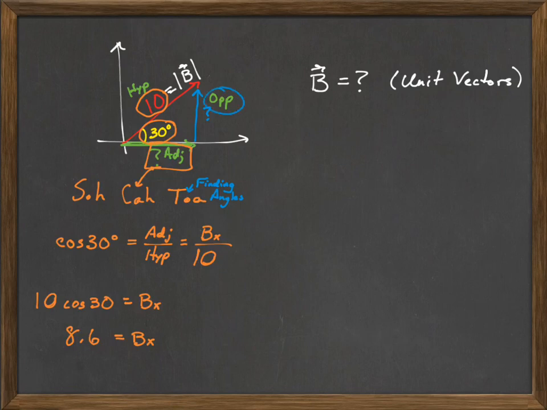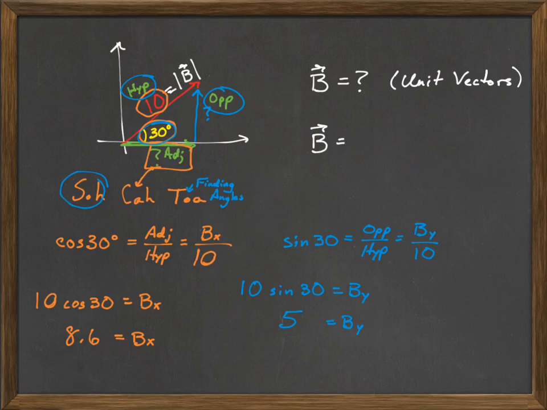Since we have opposite and hypotenuse and the angle now, we should probably use sine. So in this case, the sine of 30 is opposite over hypotenuse. So that's the y component of b over 10 units. So if we're going to solve for by, we're going to do 10 times the sine of 30, which will give you 5 units. So that means our vector in unit form would be 8.6 i hat plus 5 j hat.